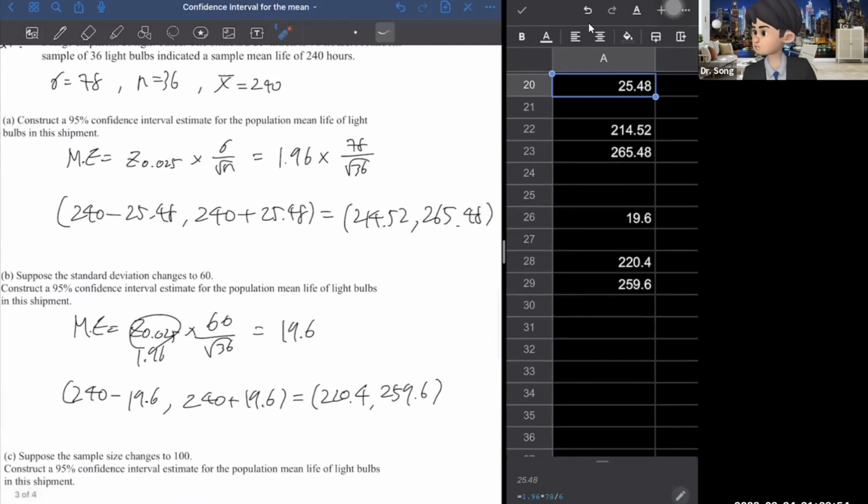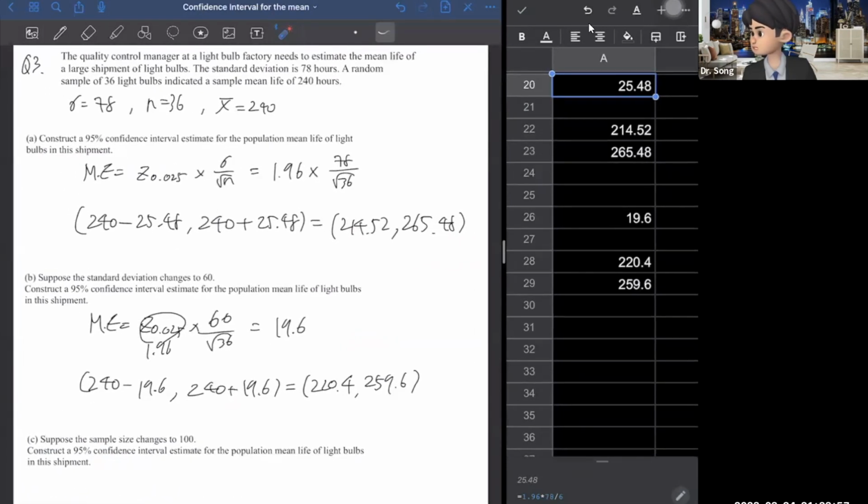So yeah, margin of error decreases. That's why we have a narrower, sorry, I said the confidence interval is wider. No, that's not true. So this one is 214.52 and 265.48. That's question A, the confidence interval when sigma is 78. But when we have sigma 60, we have 220.4 and 259.6. And you see that when the standard deviation decreases, the confidence interval is narrower than before.